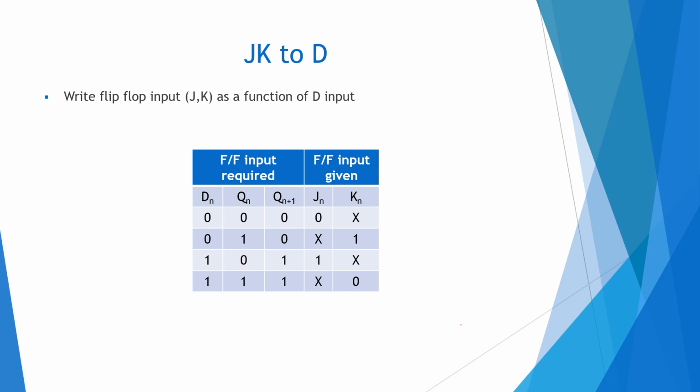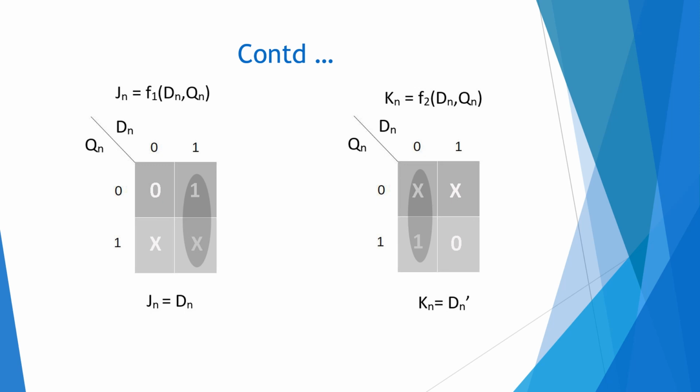So let us now write the truth table. Here it is Jn as a function of Dn and Qn. This is the output for Jn, and this is the input for Jn. Here you can see we have written the same truth table, and we have written the values in the K map.